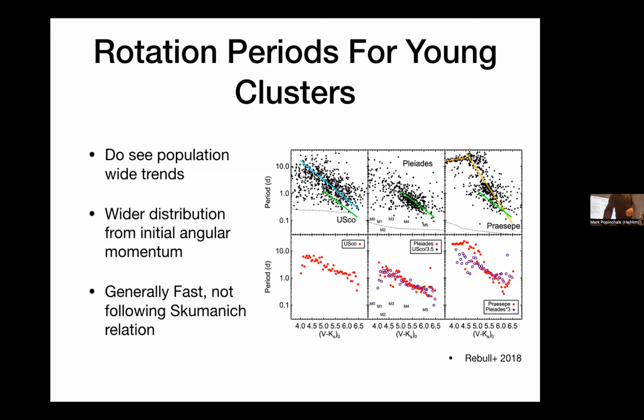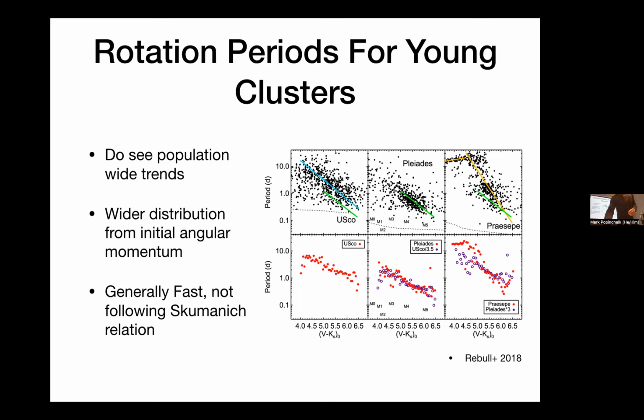I'm showing off, again, Luisa Riebel's work, looking at how M-dwarfs look in these young groups. And while there may be some general trends and population-wide things, the distribution of their initial angular momentum, just random chance of having a little more angular momentum in this star versus that one, is really the more dominating factor. There isn't a set Skumanich-style law for them to follow, and they're all generally pretty fast.